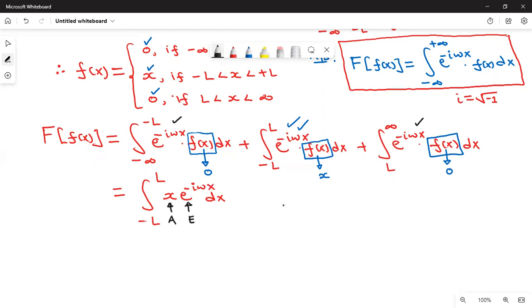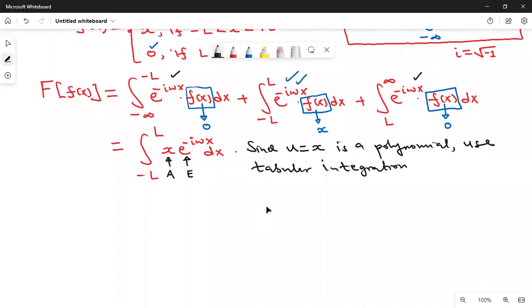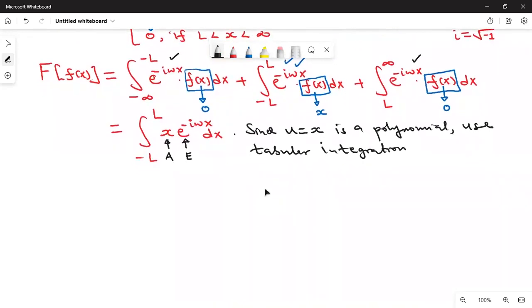But look at our U. U is a polynomial. So you write: since U, which is x, is a polynomial, use tabular integration. We're going to use tabular integration. It's easier than the parts formula, but it's just a special case of the integration by parts.